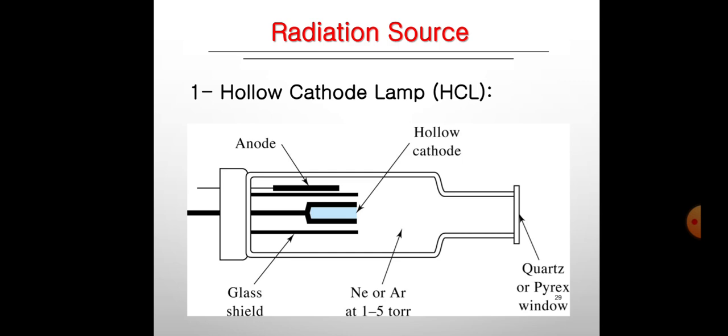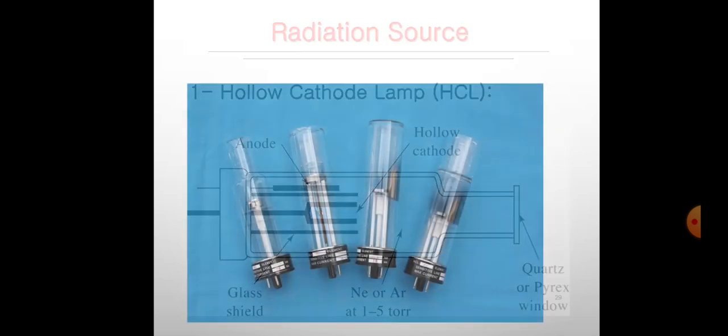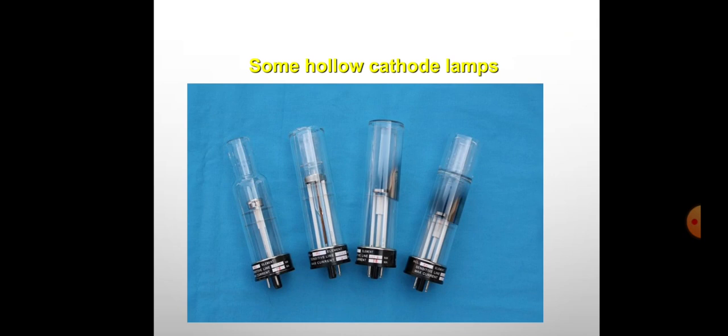So for each element, we should have its own lamp. If you want to analyze 5 elements, then you cannot analyze them just by using one lamp. For each element, you should change the lamp in the instrument. So first, for example, you can use the copper lamp and measure copper, and then use the nickel lamp and measure nickel, etc. Here you can see the picture of some hollow cathode lamps.